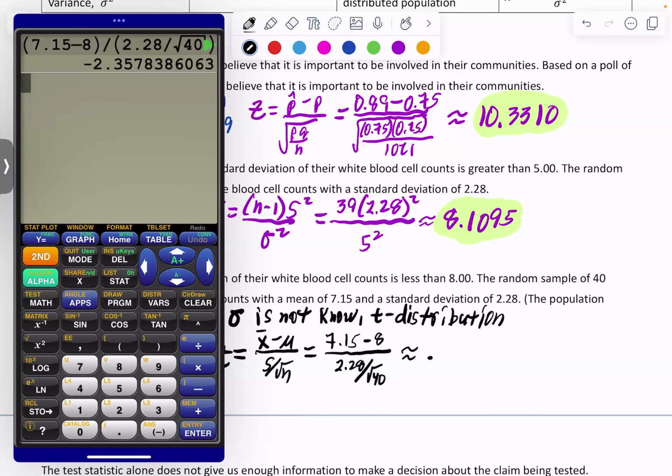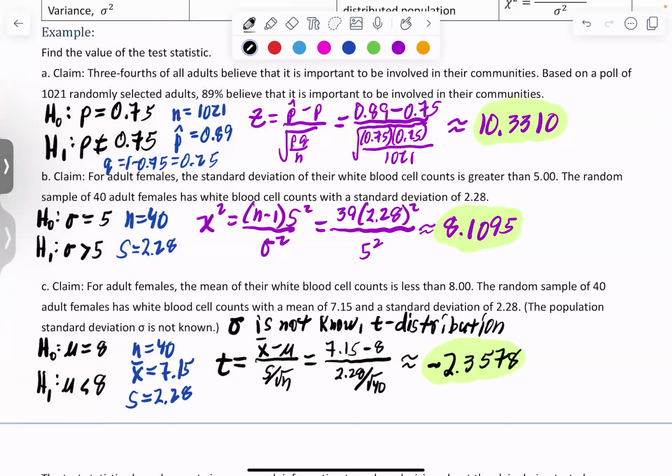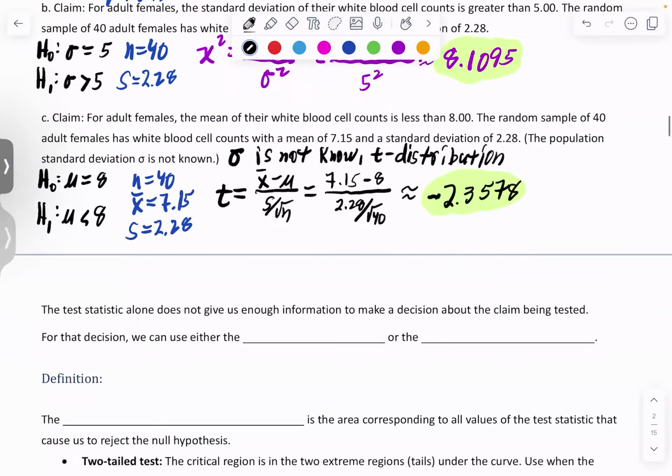So I'm getting about negative 2.3578. Oh, I didn't do it in purple like I did the other ones. That's okay. And so we know how to find our test statistics now. But like I said, except for the chi-squared, all of these will automatically be calculated for us. So thank you, calculator person. You're amazing. All right. Let's keep going.